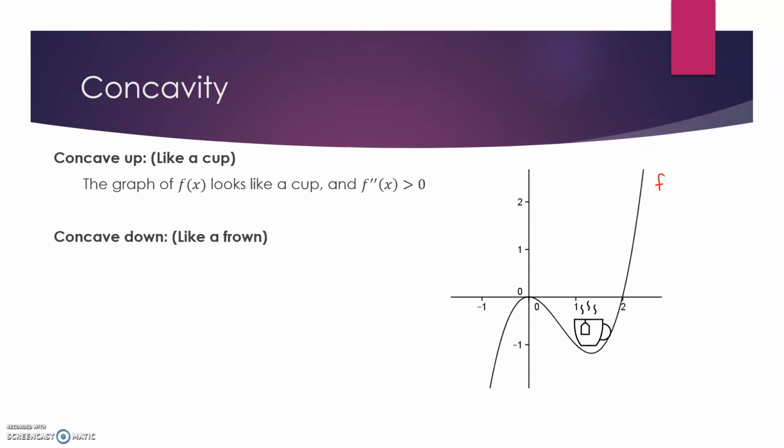F is concave down, like a frown, when the second derivative is less than 0, or negative. So f looks like a frown, f double prime would be below the x-axis.